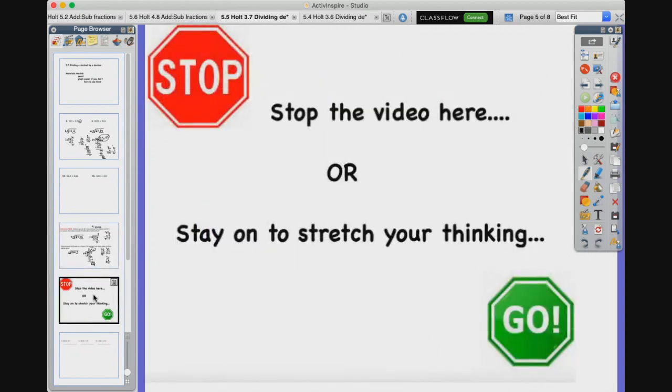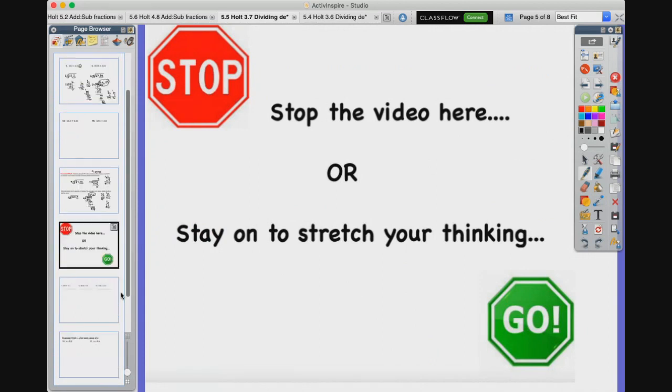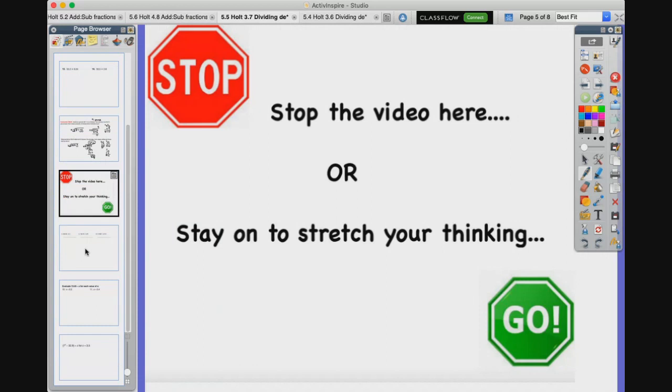All right, if you would like to give dividing decimals by decimals a shot on your quiz, go ahead and do that now. If you would like to do a couple more problems with bigger numbers and a couple different situations, stay on and we'll look at a couple more.